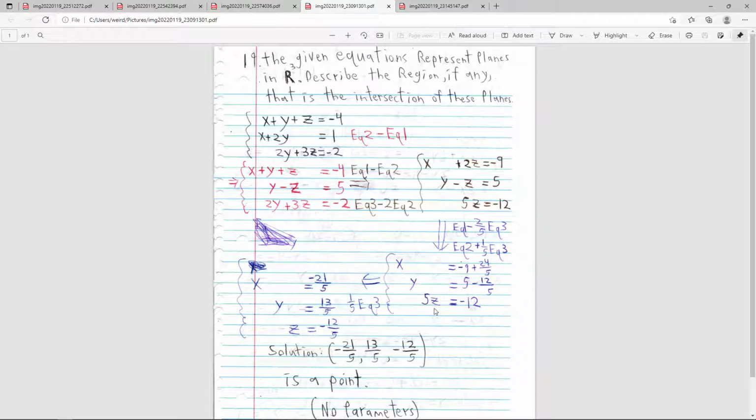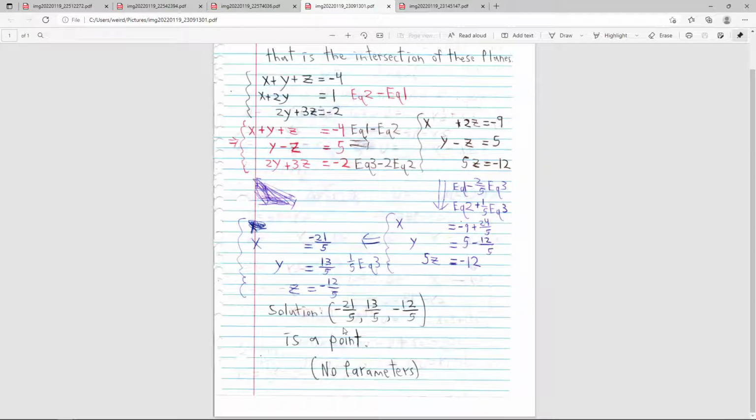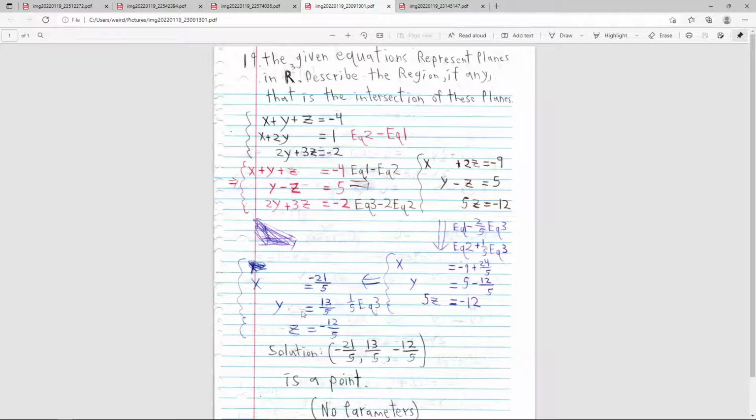From this we just get x, y, and 5z on the left hand side, and then we have equals these things. And simplify it down. Again, we do 1/5 times equation 3 as well. Because we have 5z, so it becomes just z. And you add together all these things, and you get -21/5, 13/5, and -12/5. It's just math at that point.